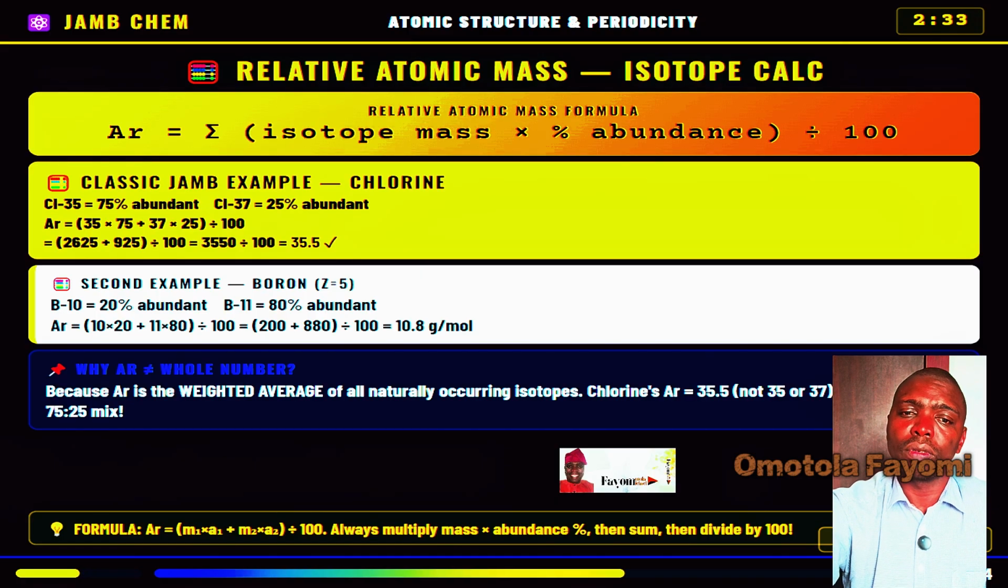The second example is boron. Boron-10 is 20%, boron-11 is 80%. AR equals 10 times 20 plus 11 times 80, divided by 100. 200 plus 880 equals 1080, divided by 100 gives 10.8 grams per mole. JAMB has tested this calculation multiple times over the years. The formula is simple: multiply mass by abundance and then add them up. Divide by 100. Never forget.